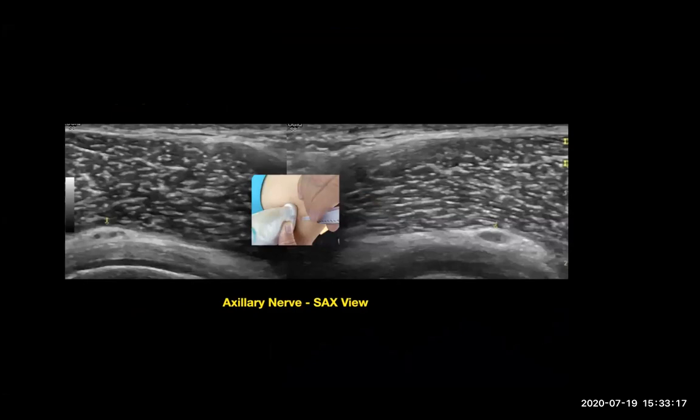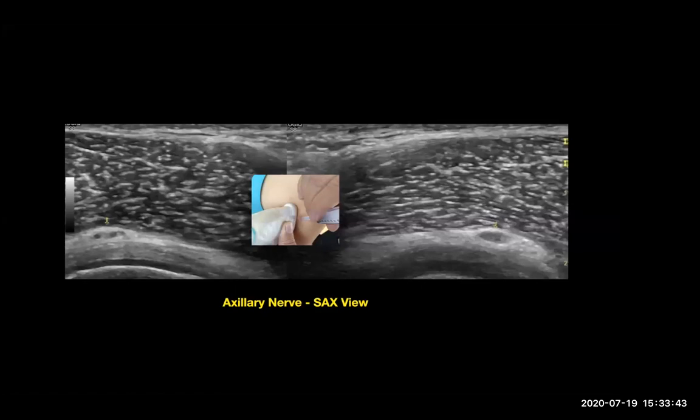And then this is another view, but as you can see, there is an abnormality on the right side. There is a swollen axillary nerve as compared with the one on the left side. So a side-to-side comparison is really very important, because sometimes what you might think to be normal is actually an abnormality.